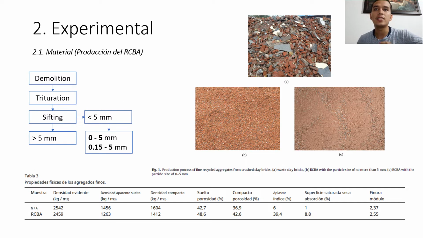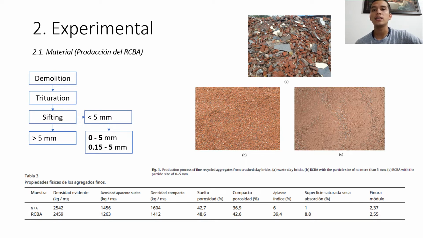The second part is the experimental one. Ordinary Portland cement was used in this part. Also, the RCBA production method, which is obtained in the demolition of buildings, was explained. The next step is crushing the material, and the next step is sieving of particles with a 5 mm sieve. The image represents the stages of production.